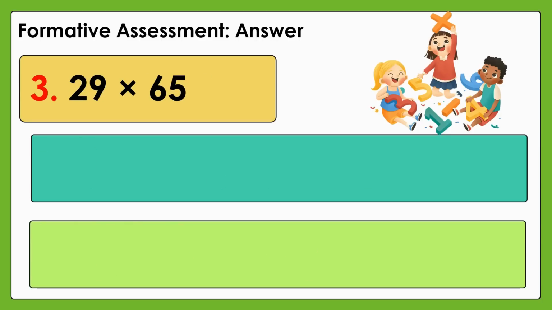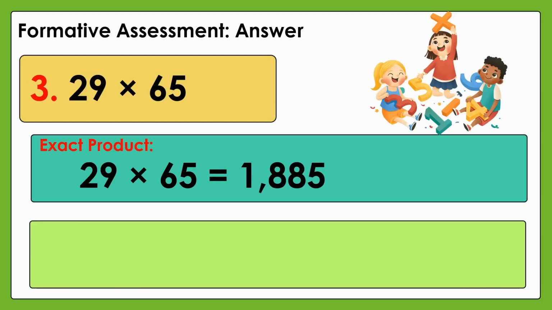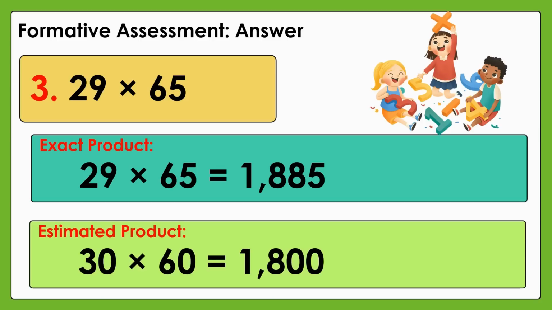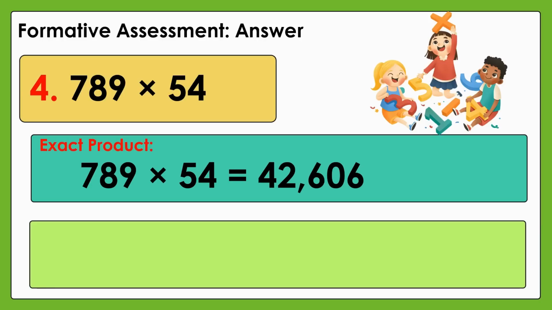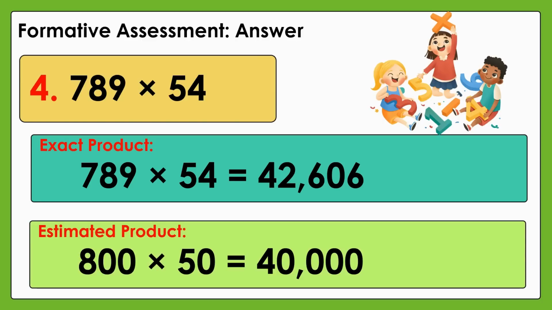Number 3, 29 times 65. Exact product, 1,885. Estimated product, 1,800. Number 4, 789 times 54. Exact product, 42,606. Estimated product, 40,000.